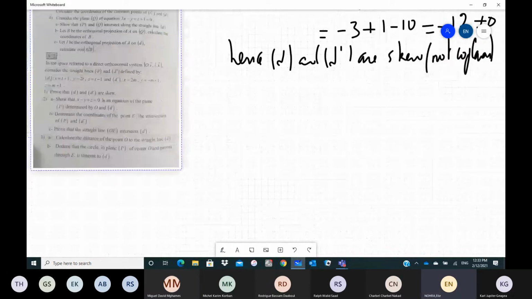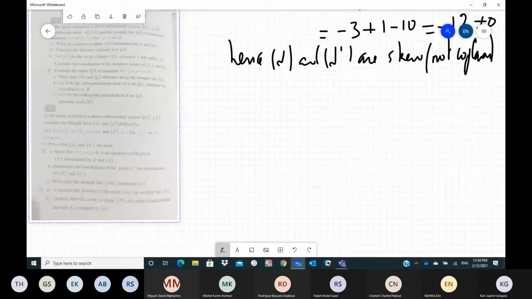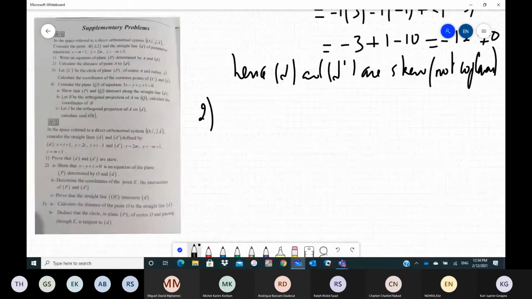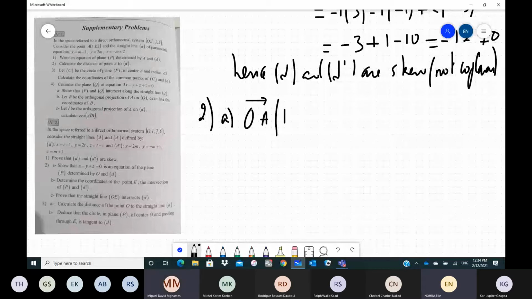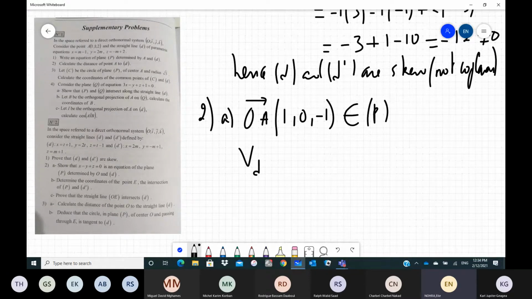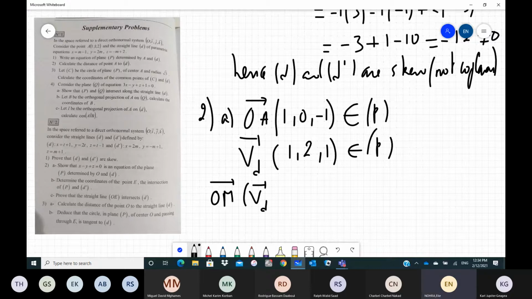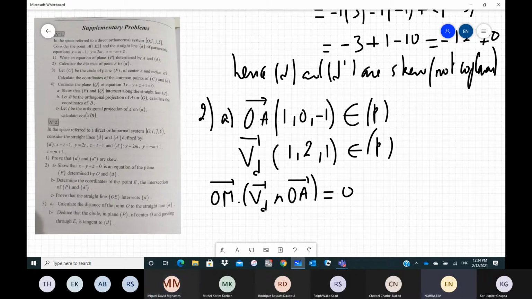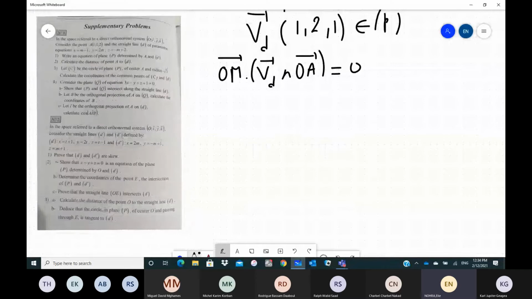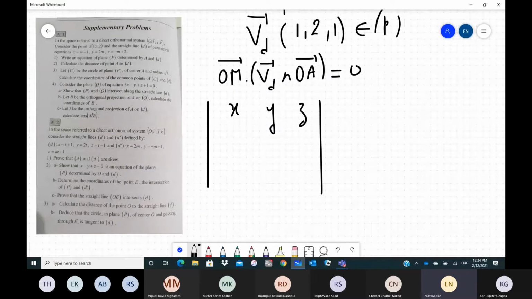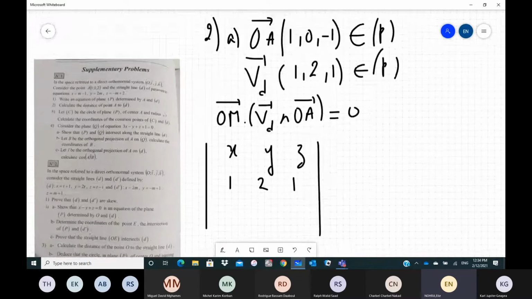Question number 2. Show that the equation of the plane P passing through O and A is as follows. We say that the vector OA that we found before, if you remember, which is (1, 0, -1), belongs to the plane, and VD, which is (1, 2, 1), belongs to the plane. So the scalar product of OM, VD and OA equals 0. Since O is (0, 0, 0), OM is (x, y, z), VD is (1, 2, 1) and OA is (1, 0, -1).